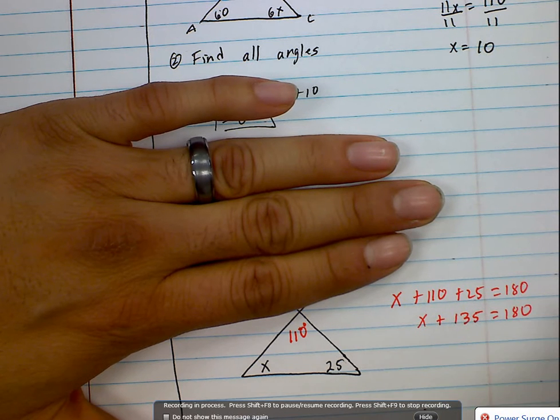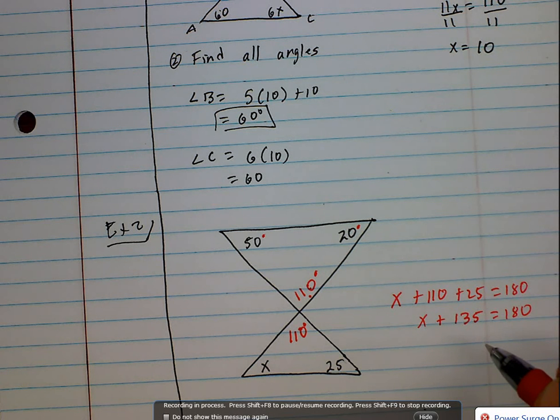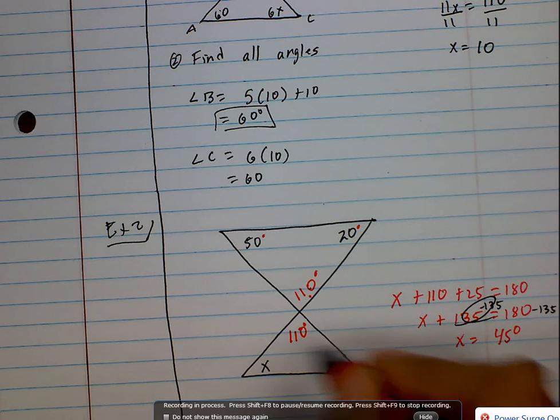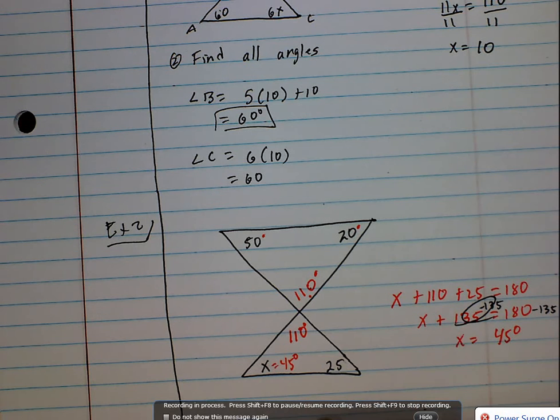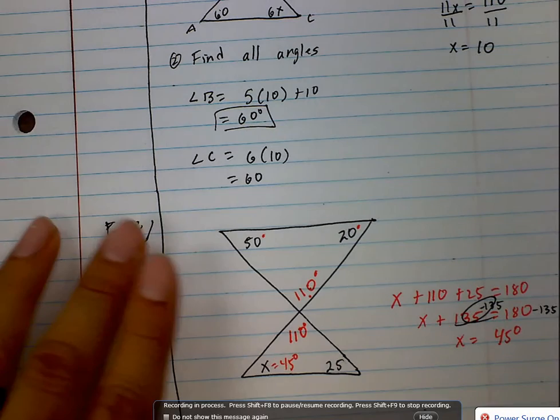Okay, so now we are going to subtract. So we have x equals, minus 135 minus 135. So we have x equals, let's see, that's 5, so that's 45. So that angle is 45 degrees. Okay, that's another application. So that's one angle relationship. All the angles add up to 180.